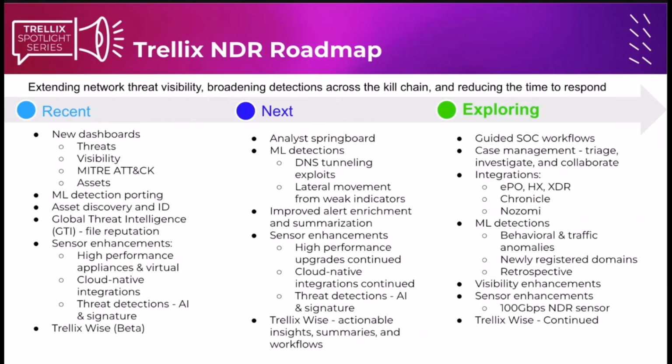On visibility enhancements, so improving our asset discovery with additional capabilities to further get to the metadata associated with assets, so that we can provide more context on the asset, whether it's a priority asset or whether it's a server endpoint, and what applications are running on it. And we'll further continue our goal to achieve the 100 gigabit NDR sensor.